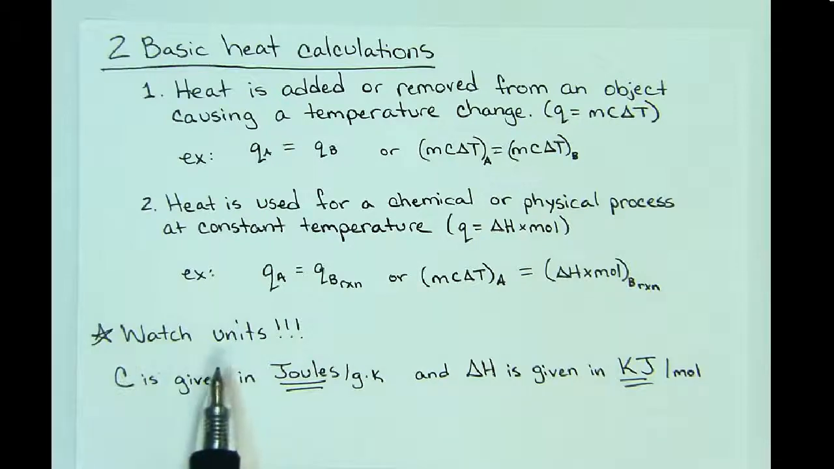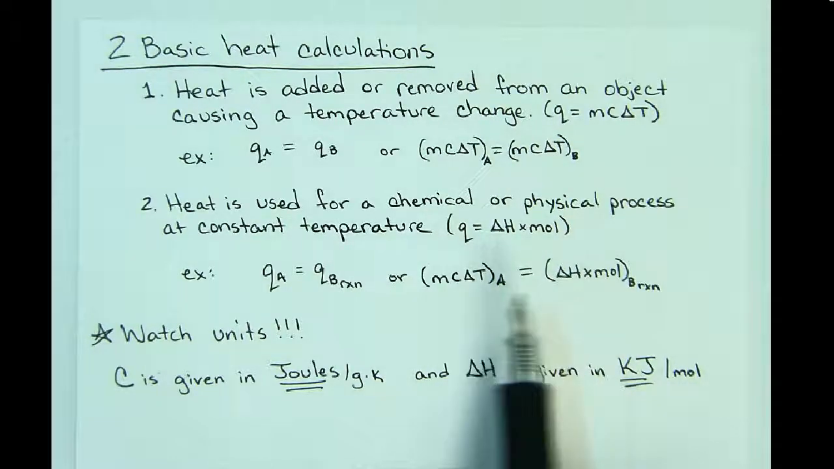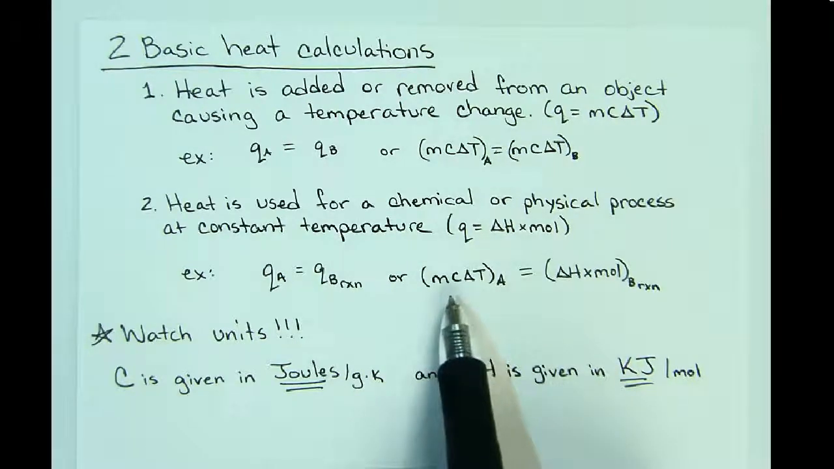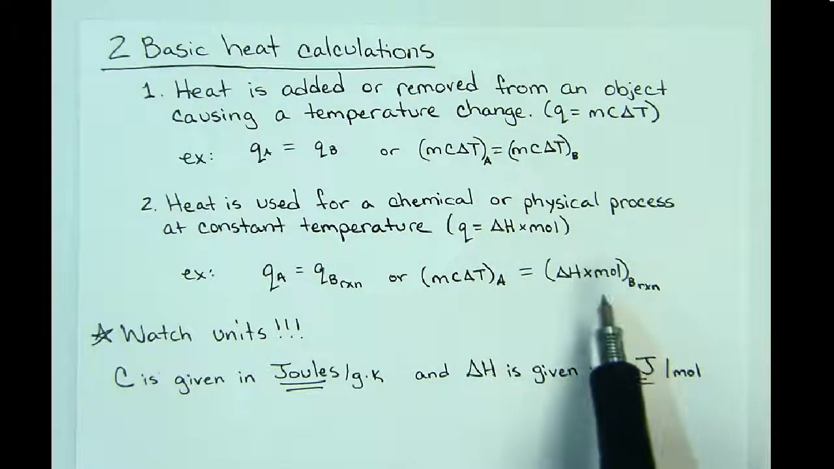We're going to watch our units. C is given in joules per gram Kelvin, but delta H is given in kilojoules per mole. And so when you have a combo equation like this, you have to keep in mind that this side is going to be calculated in joules, while this side is being calculated in kilojoules, and we're going to have to make a match.